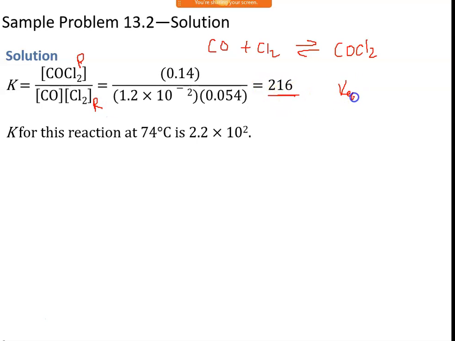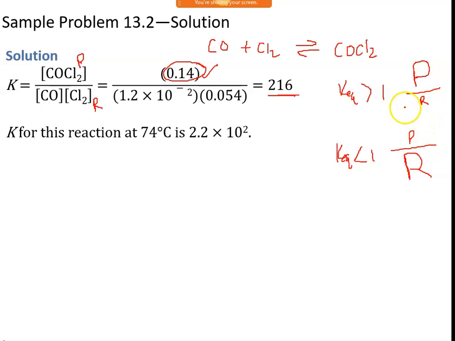So if our KEQ is greater than 1, that implies that our numerator up here is larger than our denominator. In math, if your number is greater than 1, it means that the top number is larger than the bottom number. So the product is larger than how much of the reactants you have. If your KEQ is less than 1, that means you have a lot more concentration of your reactants than your products. I'm trying to give you a visual. So if you're greater than 1, the equilibrium favors the product side. That means I have 216 times more of this concentration than I do of my starting materials.